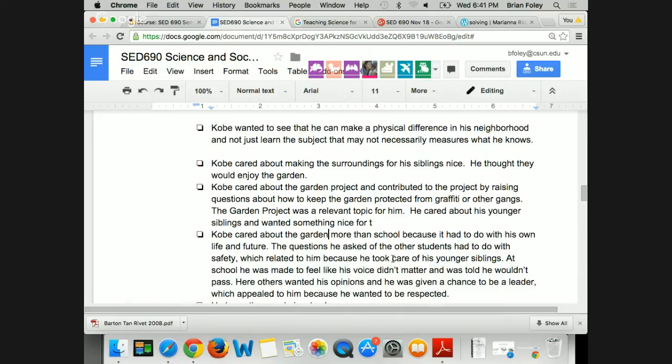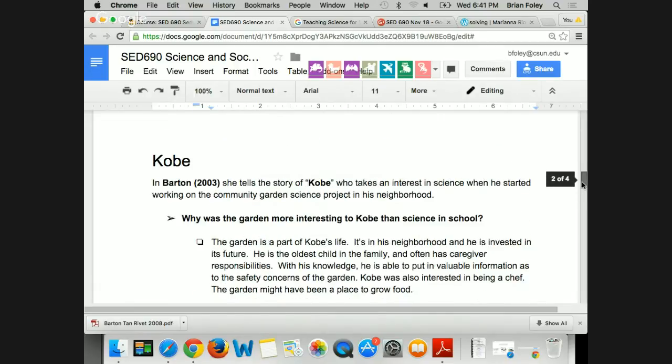What were the reasons why the garden was good for Kobe? It wasn't school, right? That was one. What were the other things, why was he interested in that? There were a bunch of comments on here about this already. Yeah. I think one of the things is he had a leadership role in it, and he was really respected.